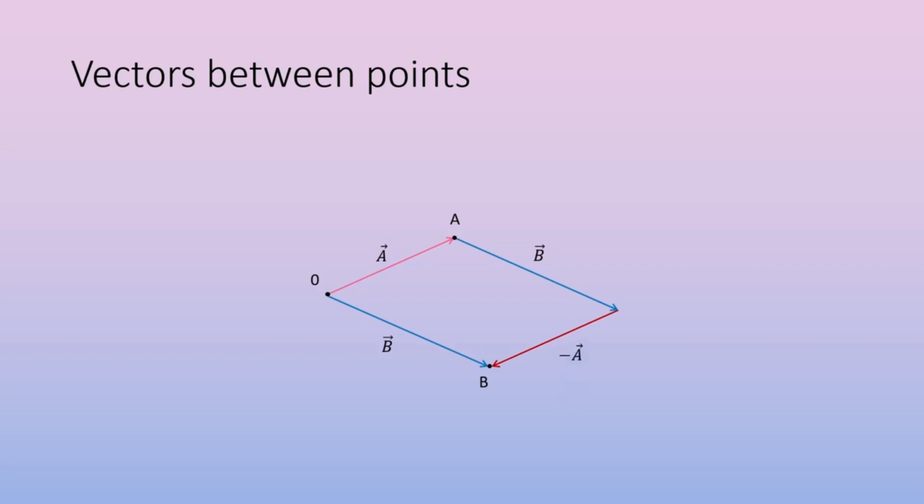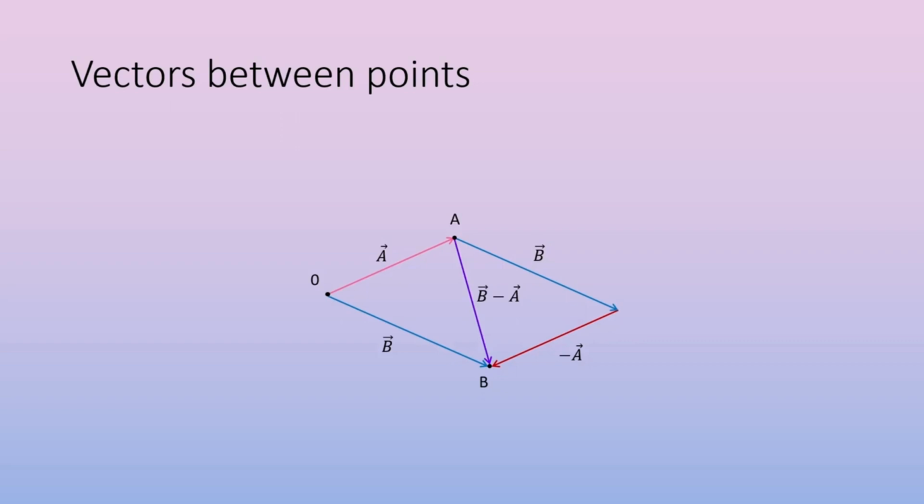What is negative vector A? That's just vector A, but in the opposite direction. So if we start at point A and add vector B and negative vector A, that would bring us to point B, through the vector B minus vector A. So you subtract the vector that represents the point you start on from the vector that represents the point you end on: B minus A.